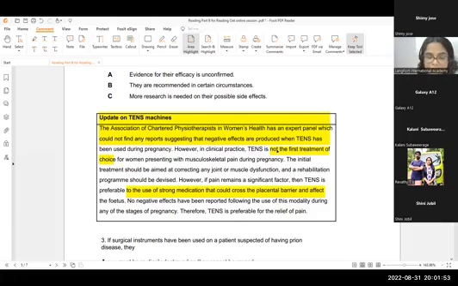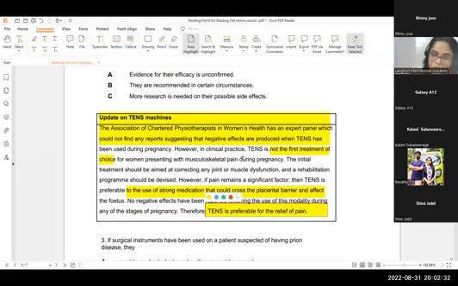Last two sentences, Adra. No negative effects have been reported following the use of this modality during any of the stages of pregnancy. Therefore, TENS is preferable for the relief of pain. So they have not found or reported any negative effects following the use of this modality. Following this in any stage of pregnancy has not resulted in any reports of negative effects. That is why TENS is preferable for the relief of pain.